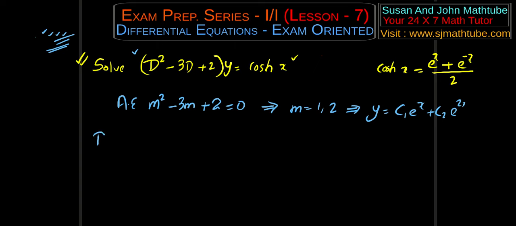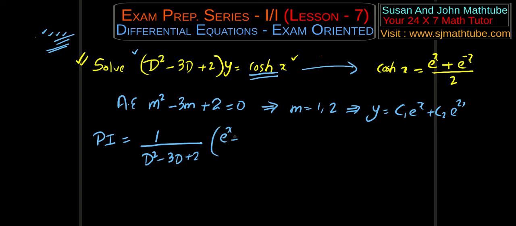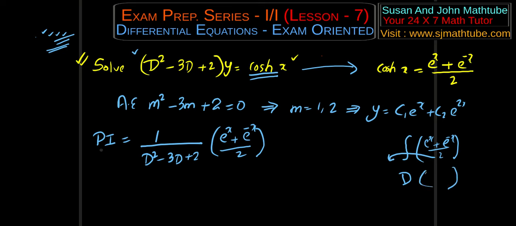Okay, now the particular integral. The particular integral is 1 by the operator D square minus 3D plus 2 and the right hand side, but the right hand side is what you call e power x plus e to the power minus x, the whole divided by 2. Now look at this. Long back itself I told you this is something like an integral. It's an operator. Now tell me, what will you do if you have integral or derivative of (e power x plus e power minus x) by 2? I'm sure you'll take this constant outside the operator. Same thing with differentiation and same thing with particular integral.